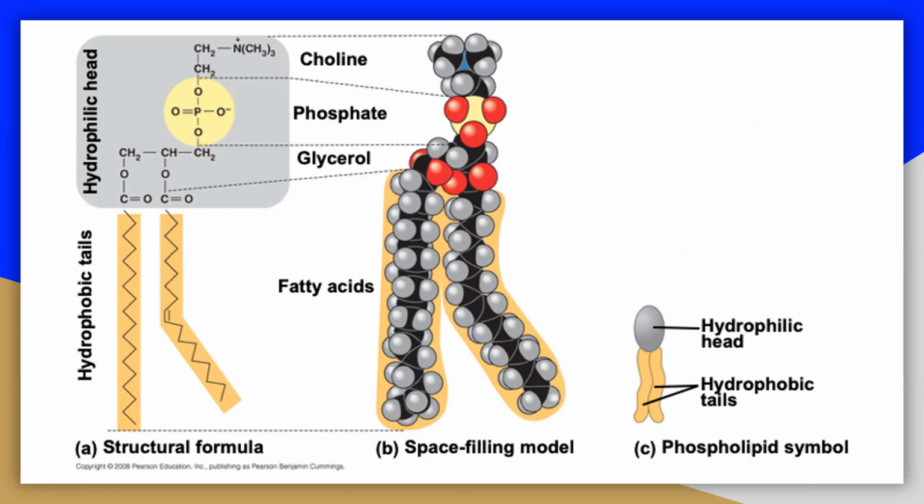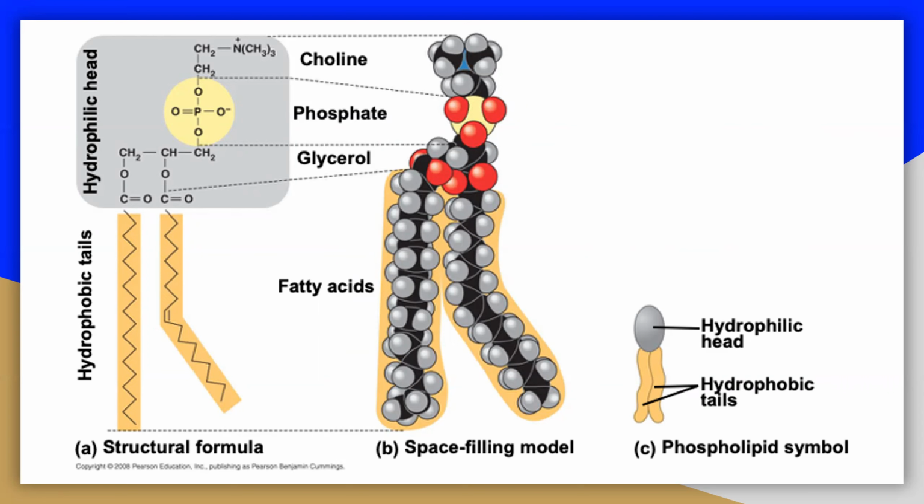The hydrocarbon tails are hydrophobic and are excluded from water. However, the phosphate group and its attachments form a hydrophilic head that has an affinity for water. When phospholipids are added to water, they self-assemble into double-layered aggregates called bilayers that shield their hydrophobic portions from water.